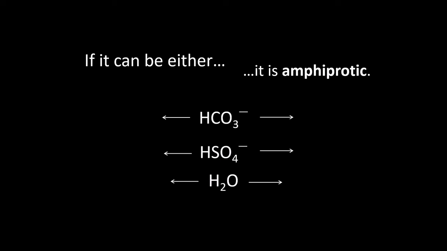Alright, so if we have a molecule and under certain conditions the molecule acts like an acid and under certain conditions it acts like a base, this is what we would call amphiprotic or amphoteric. So we have amphiprotic, that's one way of saying it, but then also amphoteric.